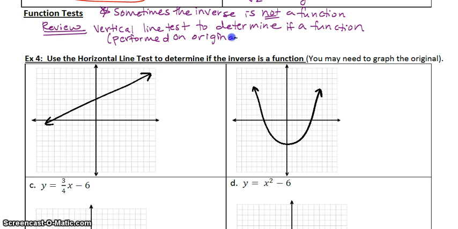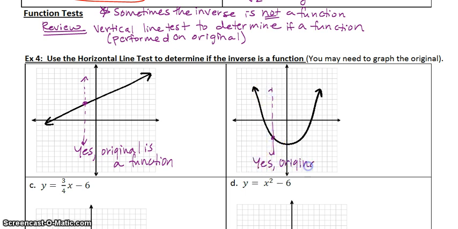Okay, so to review the vertical line test, I would take my picture and draw a vertical line, and if it only touches my graph in one spot, then yes, it's a function. So if I look at part B, I draw a vertical line, it only hits in one spot, so yes, the original is a function. Everything I just did was review. Now I want to teach you the new thing.